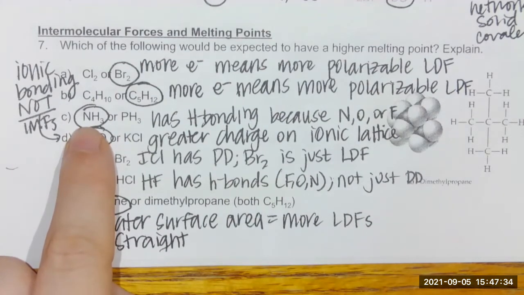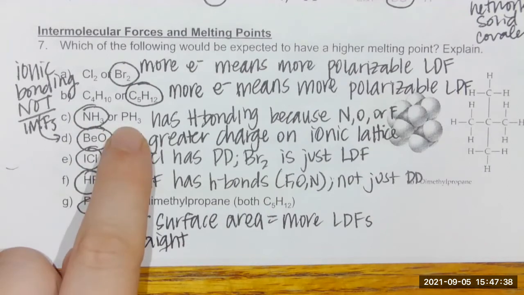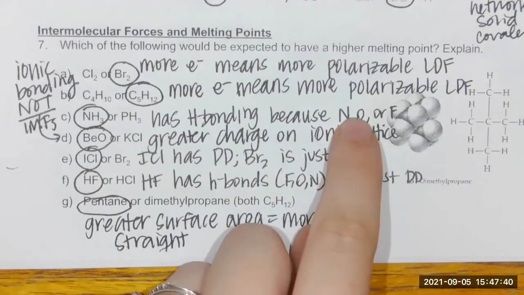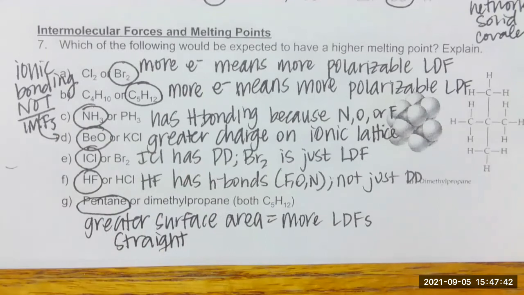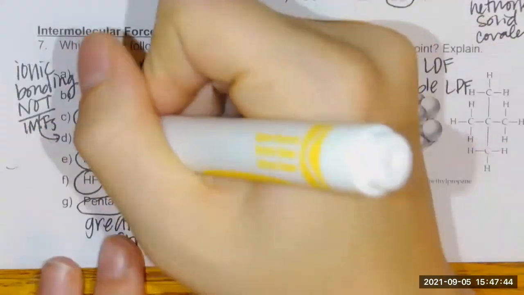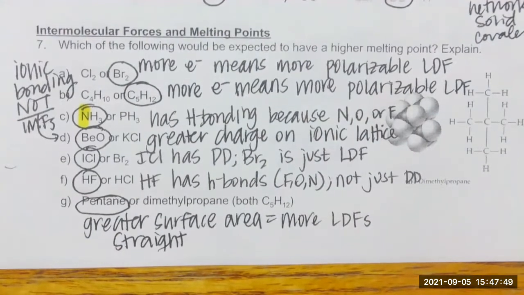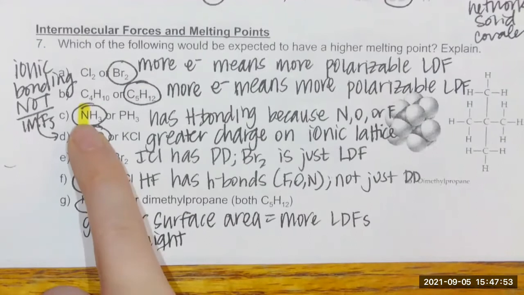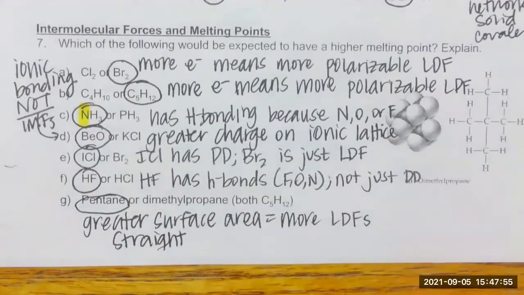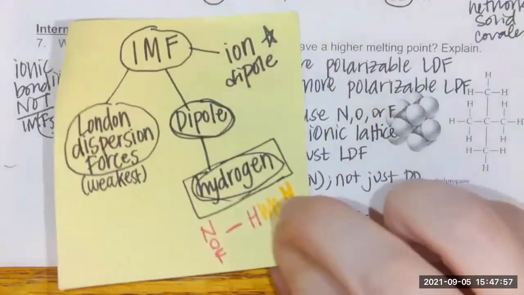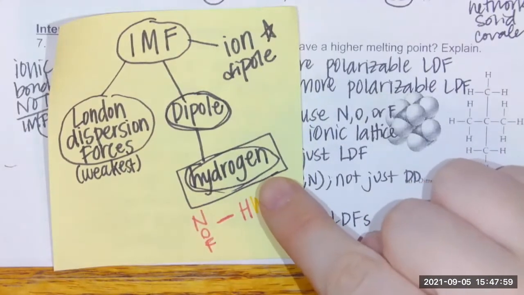NH3 is going to have stronger forces than PH3 because the NOF, the N there, can make that hydrogen sandwich where the P can't do that. The PH3 only has dipole-dipole, but the NH3 has the glorified, glamorous hydrogen bonding.